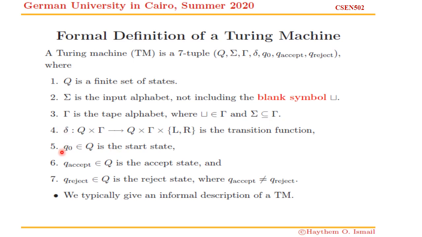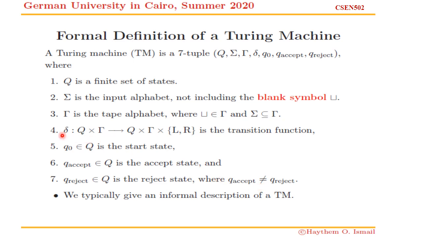Let's first look at Q0. As always, this is the start state. Q accept is the one and only accept state, which we said once the Turing machine enters, it halts and stops. Q reject is the one and only reject state, and it's different from Q accept.